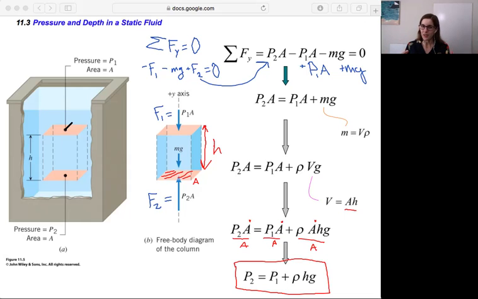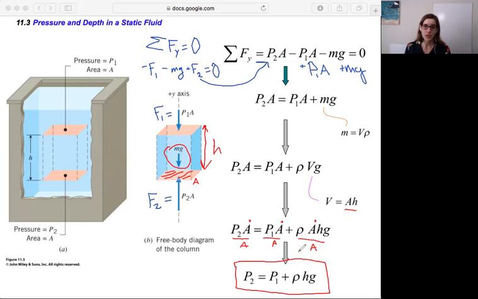Why is that there? Why does the pressure change as you go deeper? Well, it has to do with the fact that the water below has to support the extra weight of all of the water above, that little mg. Doesn't seem like a lot, but as you add more and more water above, that's now all pushing down. So you have to have more pressure present to support the water above.